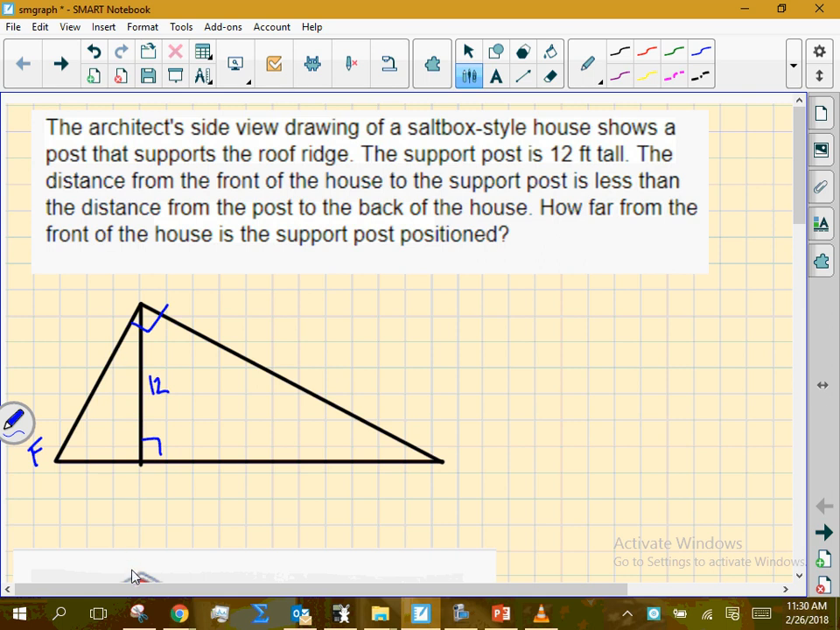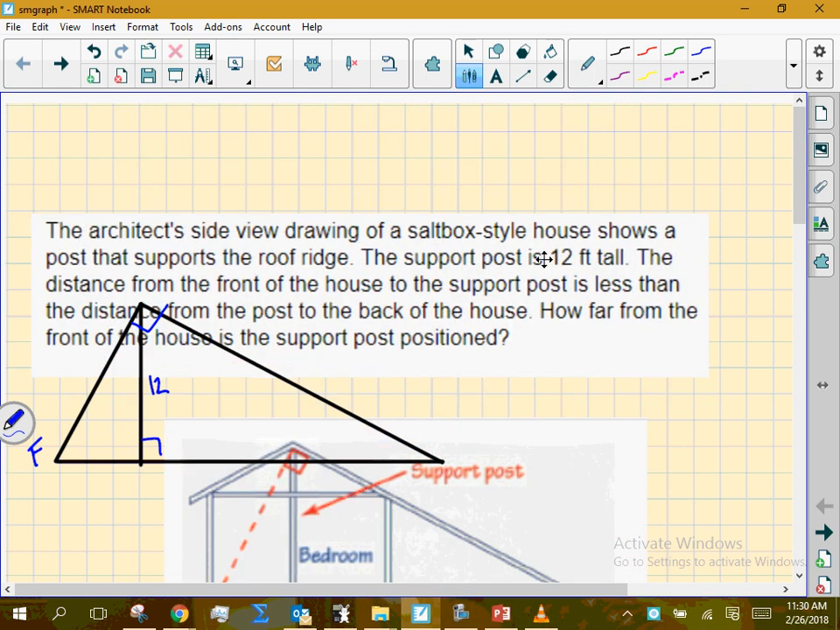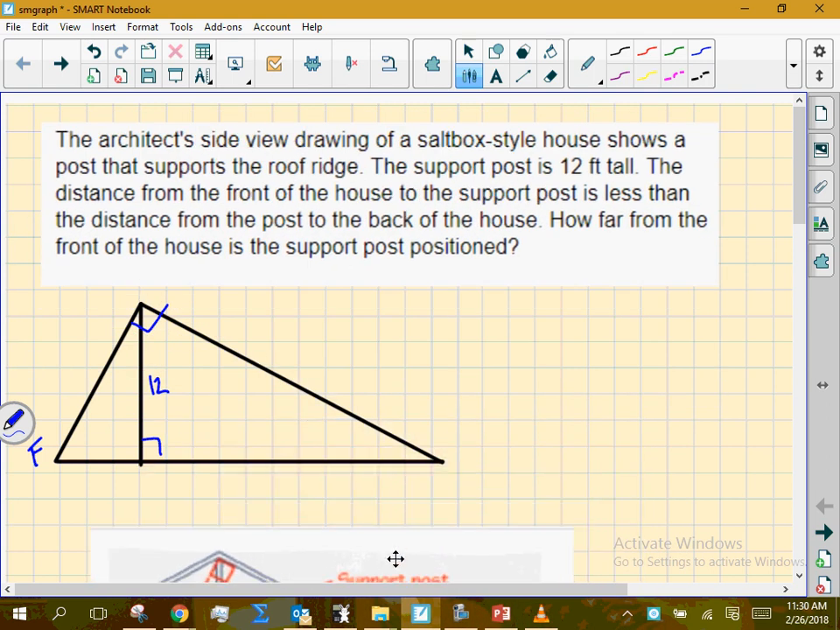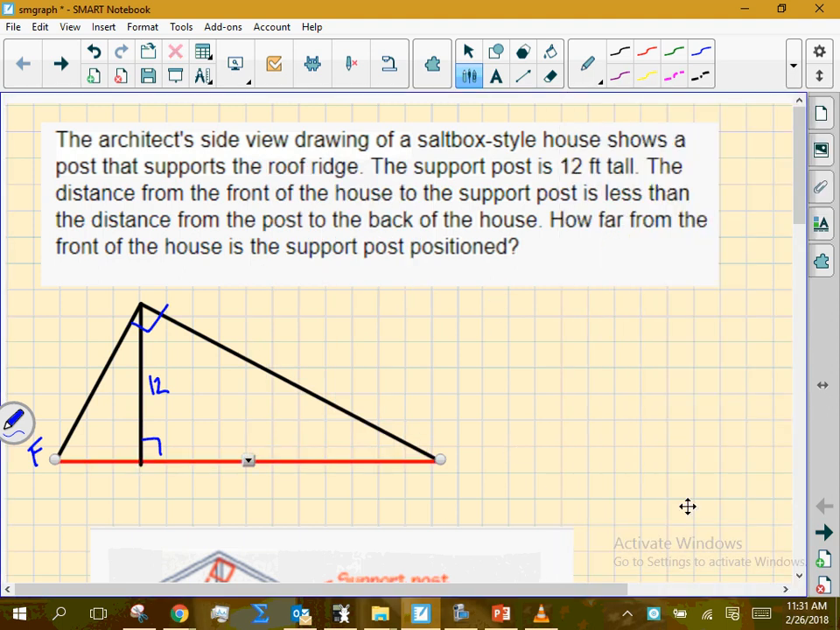Now we do also need another measurement here, and we're seeing that this distance from the front of the house to the back of the house is 26 feet, right? So that is the entire hypotenuse. The entire hypotenuse, this distance, that distance is 26. Now, when we try to set up a proportion for this set of right triangles, we're going to use 12. 12 is the geometric mean.